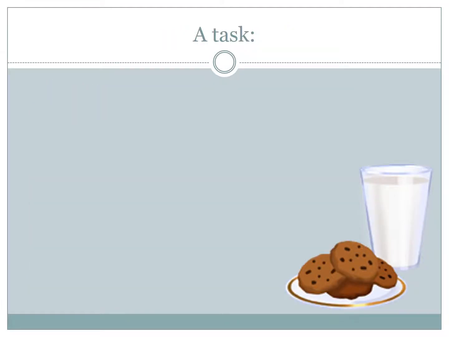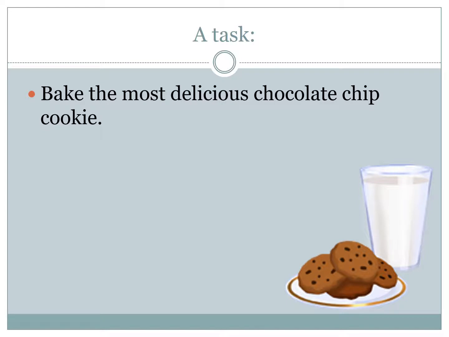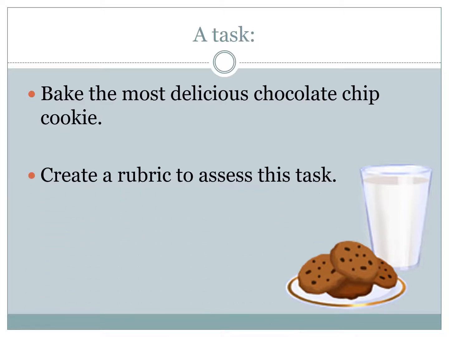Let's go through and consider a task. Suppose we wanted to judge how students understand how to bake the most delicious chocolate chip cookie in the world. And this is one of my favorite things to eat, so I chose that. And suppose I say to you, you'd have to create a rubric to assess this task. In other words, you've taught the students and now they're ready to bake it, but you have to see how good a job they can do.